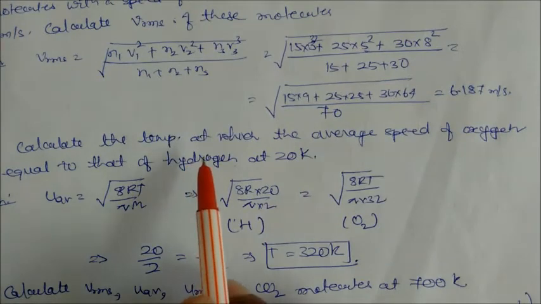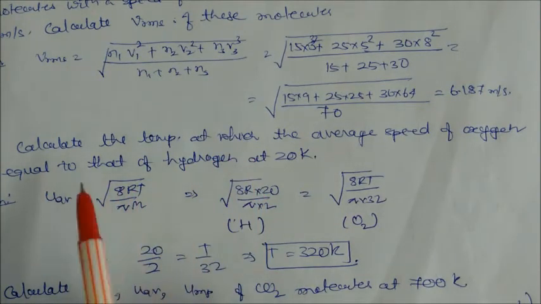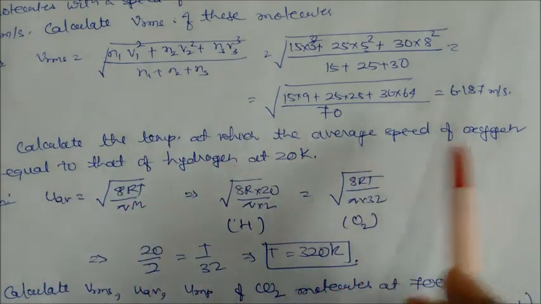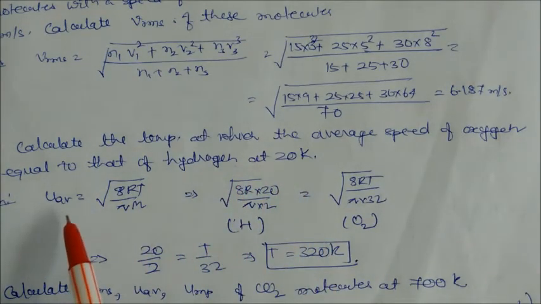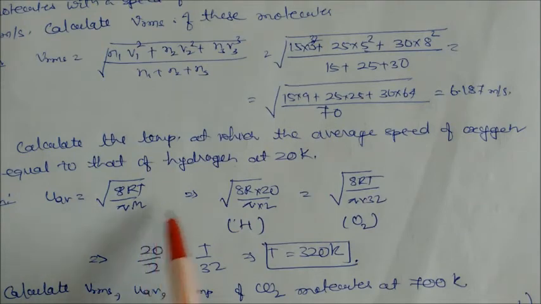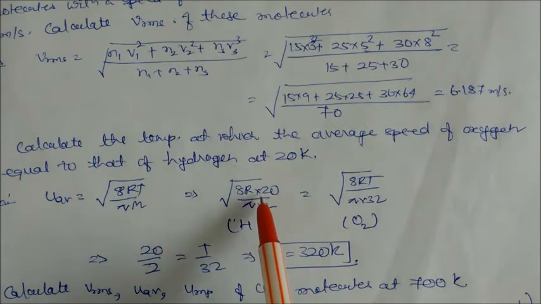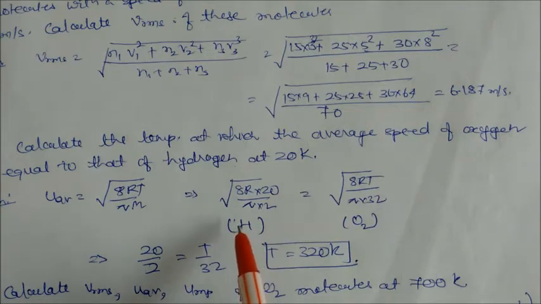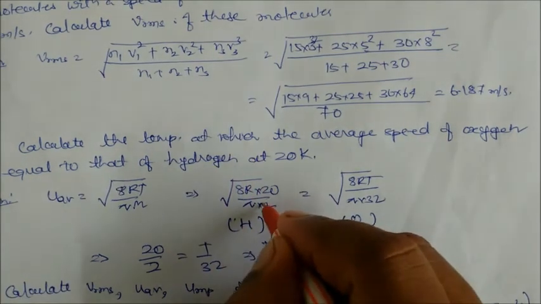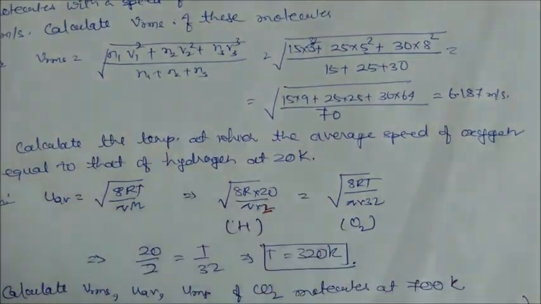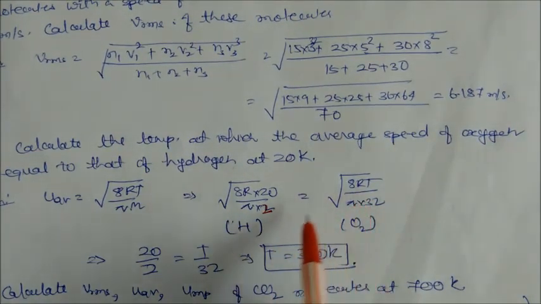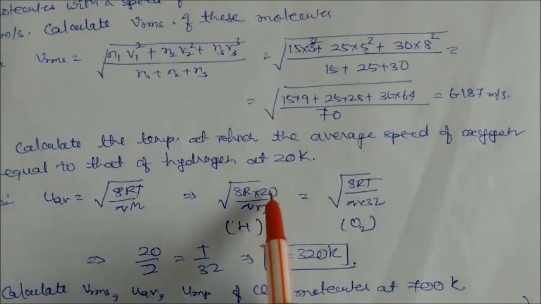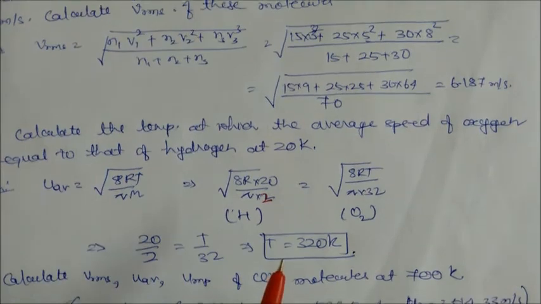Second question: calculate the temperature at which the average speed of oxygen equals that of hydrogen at 20 Kelvin. U average equals root 8RT by pi m. So for hydrogen this will give 8R into 20 by pi into 2, because the molecular mass of hydrogen is 2. This is for hydrogen, this is for oxygen, so the root will cancel. We will get 20 by 2 equals T by 32. So T equals 320 Kelvin.